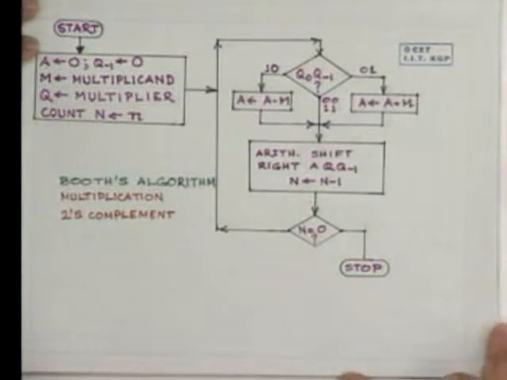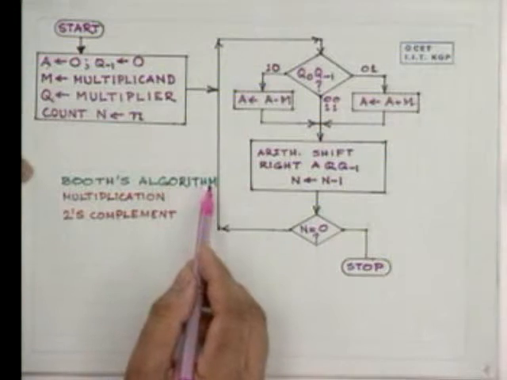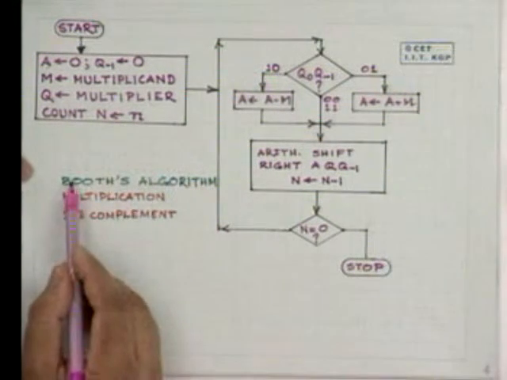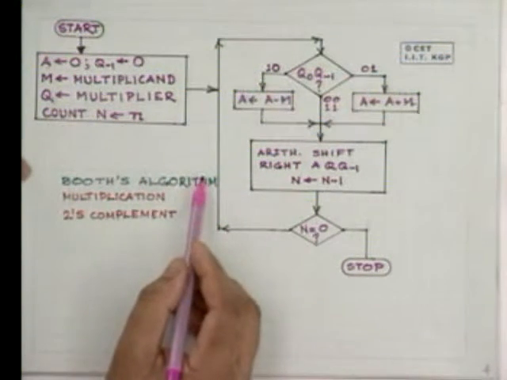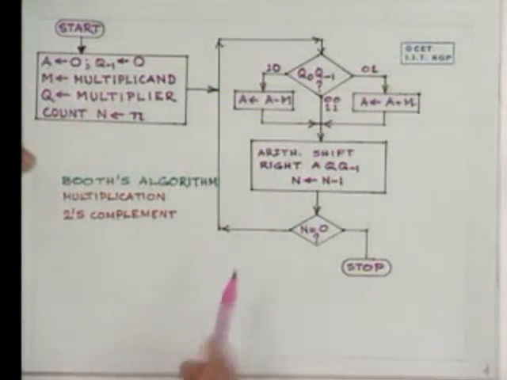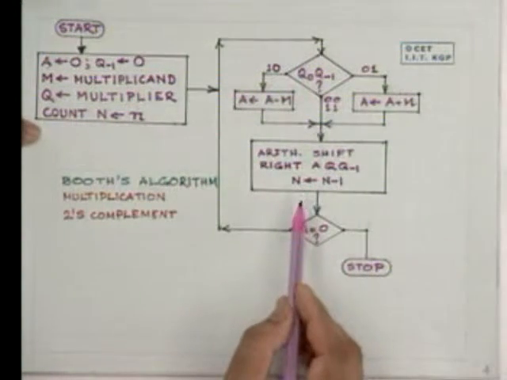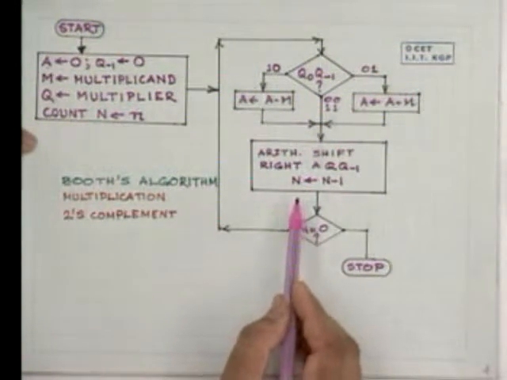Now let us see the algorithm for 2's complement representation. For the 2's complement representation, one famous algorithm that is very much in use is Booth's algorithm, and the algorithm in the form of a flowchart has been shown over here.